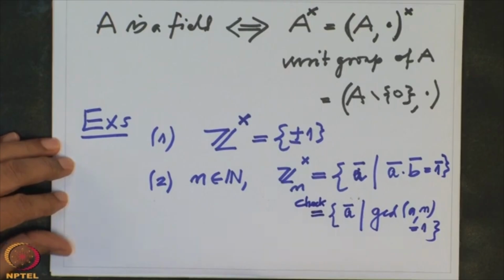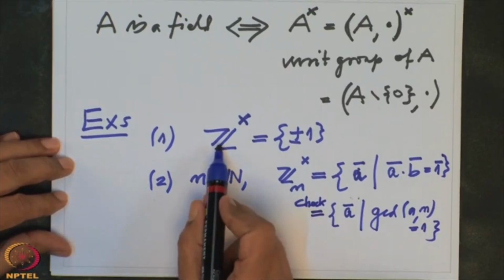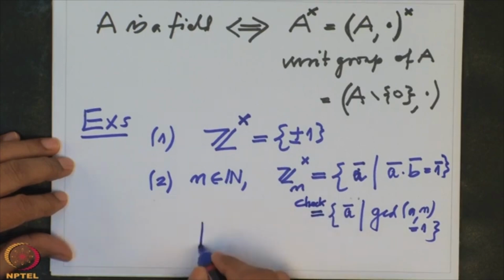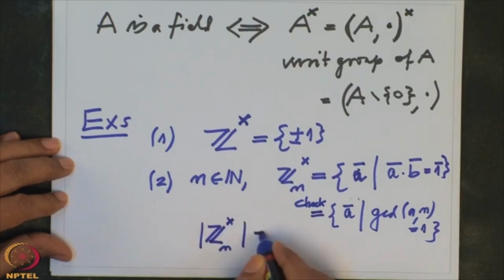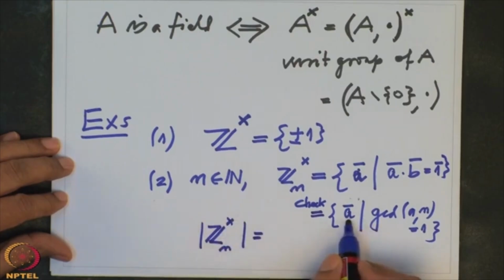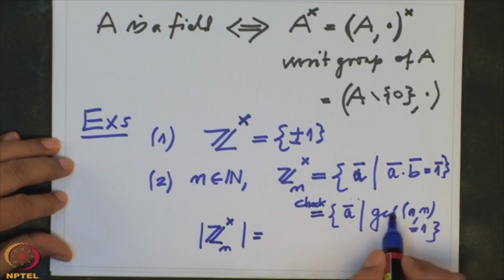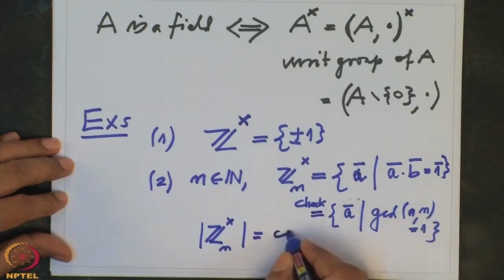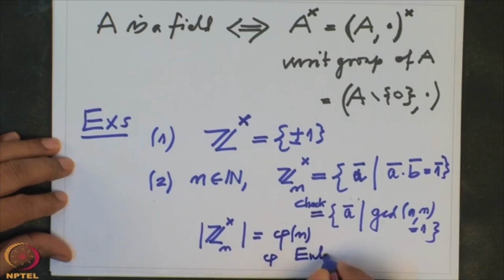Therefore, the order of the unit group in the first example is 2. The order of this unit group, that is the cardinality of Zn cross, is the number of integers between 0 and n which are relatively prime to n, and you know that is precisely phi of n. This phi of n is called Euler's totient function.